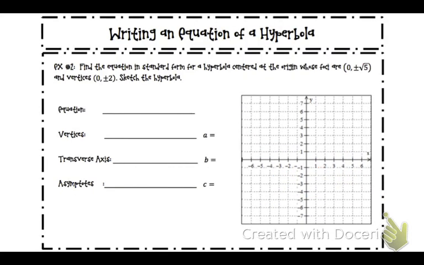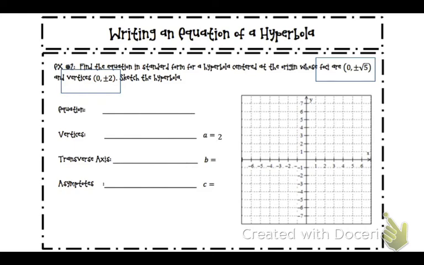Okay, now we'll go back to example 2. So we need to find the equation in standard form for a hyperbola centered at the origin, whose foci are 0, plus or minus the square root of 5, and vertices are 0, plus or minus 2. So that's what I know, and I know it's centered at the origin.